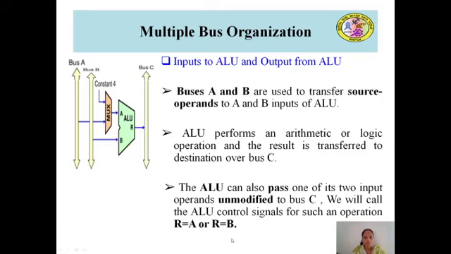So I need to assign R equal to B, which will transfer the content of B to the destination using bus C. We call such data unmodified data. The ALU can also pass one of its two input operands unmodified to bus C. In order to do that, we need to select R equal to A or R equal to B. If I want to transfer A as unmodified data, I need to select R equal to A. If I want to send B as unmodified data, then I need to put R equal to B.